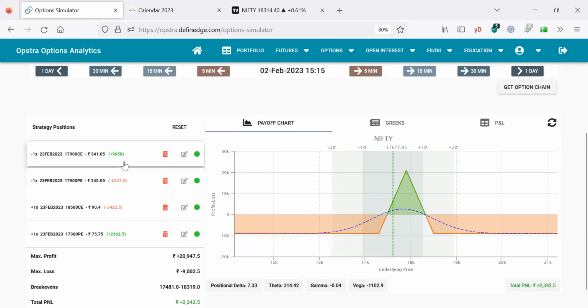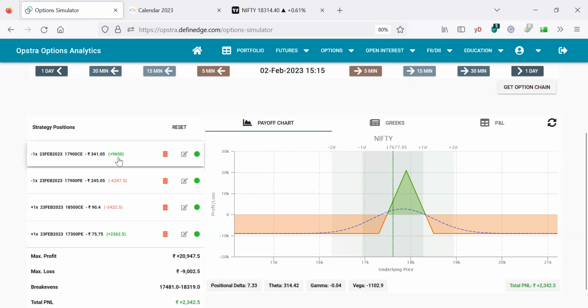So if you check it here, still now we have not done any adjustment. It is reaching the break even point, so we'll do one adjustment, because we are still in good profits actually. So we have sold the 17,900 call, which is 9,600 rupees profit, and the put is 6,200 loss. And again if you check it here, the call is on a loss of 3,400.